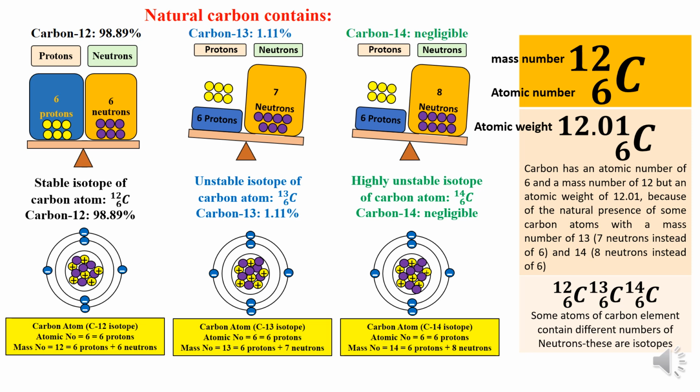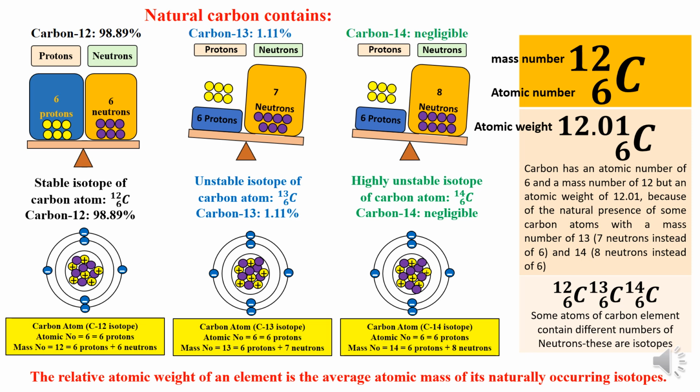that you end up with a relative atomic weight of 12.01, which is in decimal and not a whole number. So the relative atomic weight of an element is the average atomic mass of its naturally occurring isotopes. And this is how we calculate the relative atomic weight of carbon.